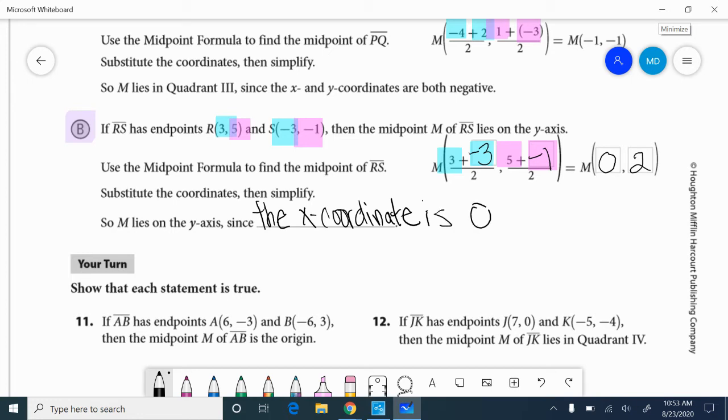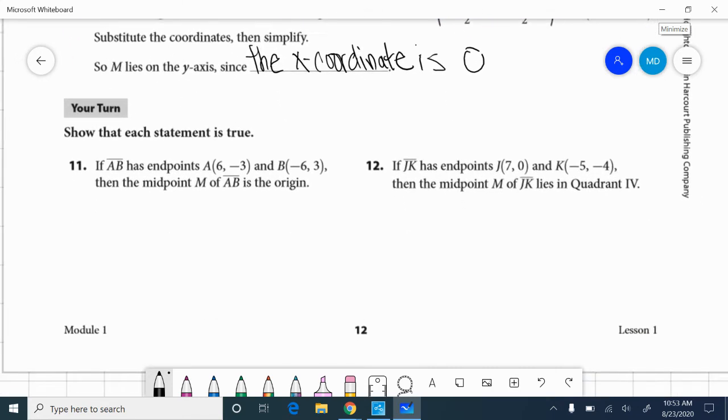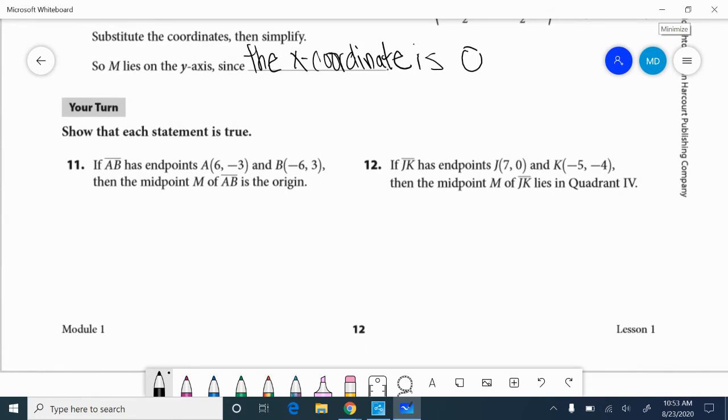Okay, guys, so we are getting close to being done with this page. All right, your turn. Show that each statement is true. So let's just do one of these, okay? I'm going to do 11 with you because I feel like my videos are maybe too long, but I guess more is better than not enough.